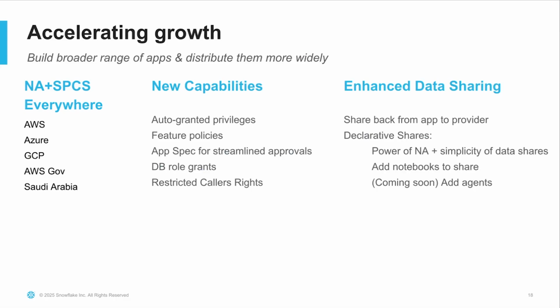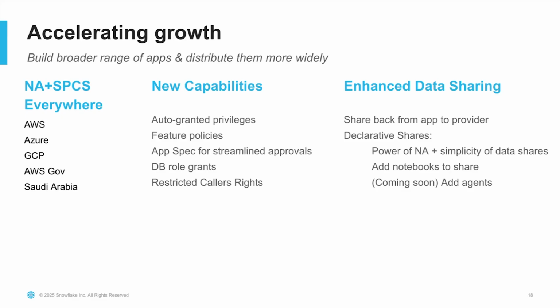Now let's look at the new capabilities that we have. This is mostly what is new since the Summit conference that we had in June earlier this year. We've been continuously marching forward, making sure that native apps with container services are available everywhere. So on all three clouds, we've added since Summit the Gov Cloud or FedRAMP moderate AWS Gov, and Kingdom of Saudi Arabia as well. So you can sell your apps now in a much broader worldwide set of regions.